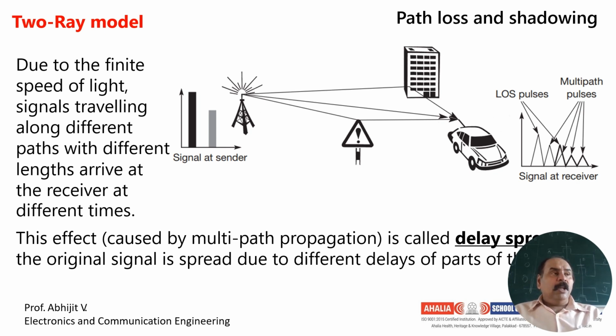The original signal is spread due to the different delays of the parts of the signal. Now you can see in this diagram, this is the transmitting antenna, and here you have this user in the car. He's traveling. You have a direct line of sight. The same signal gets reflected from a building and it gets scattered from others. So when a signal is transmitted, it travels multiple paths.